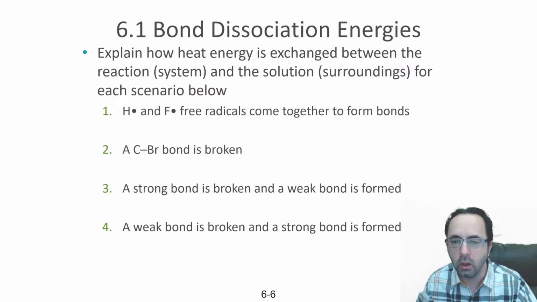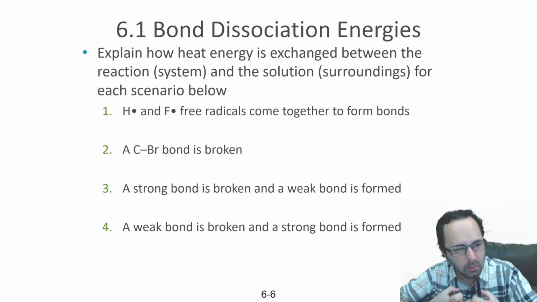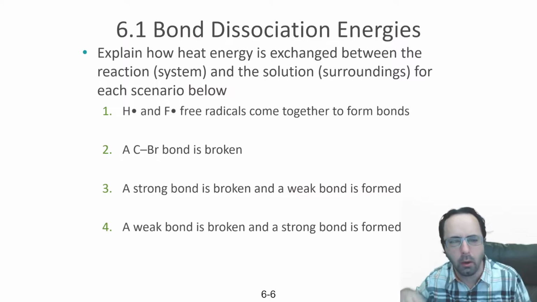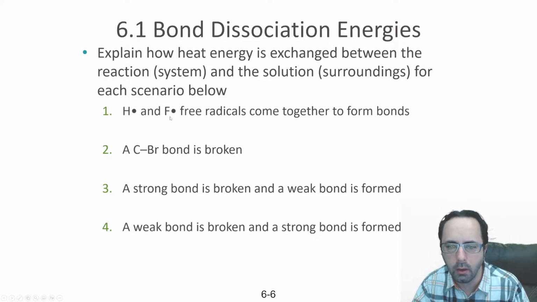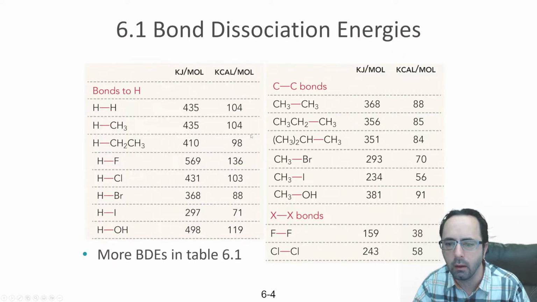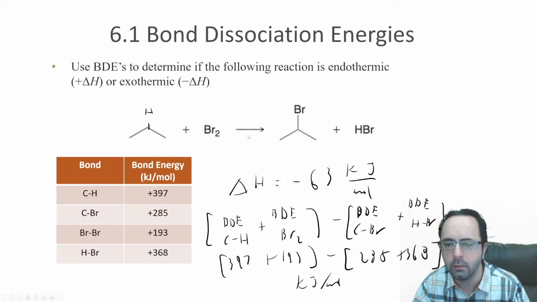So generally, when bonds are formed, energy is released. When bonds are broken, just think about pulling apart the bond. It takes energy to pull apart, like pulling apart two magnets, right? And so if H and F, they're free radicals. Free radical means atoms with unpaired electrons. We'll talk about those later. You can see here a homolytic bond cleavage produces free radicals. We'll talk about those in chapter 11.